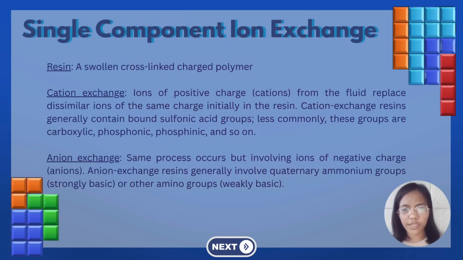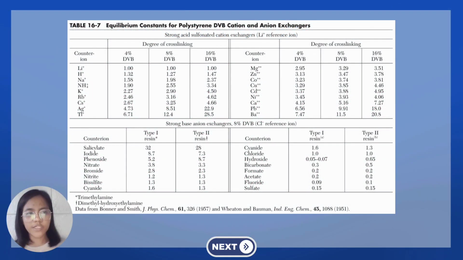Let's go to the single component ion exchange. Ion exchange usually occurs through a swollen cross-linked charged polymer termed as resin. Cation exchange are ions of positive charge, while anion exchange are ions of negative charge. Table 16-7 shows the equilibrium constants for polystyrene, DVB cation, and anion exchangers.